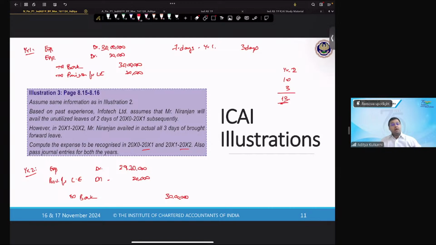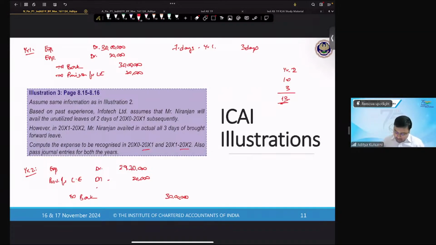2 became 3. What is happening to this estimate? Is it remaining same or is there a change in the estimate? There is a change in the estimate that is happening. I estimated a 2-day leave, but he has taken the entire 3 days. So the estimate that I had made, the actual has changed. Now a change in estimate, should it be given a retrospective effect or should it be given a prospective effect?